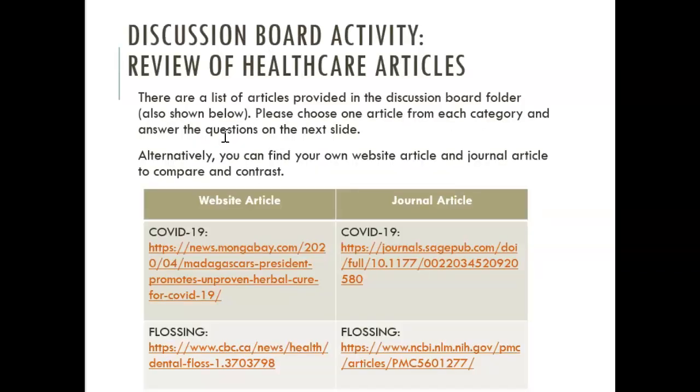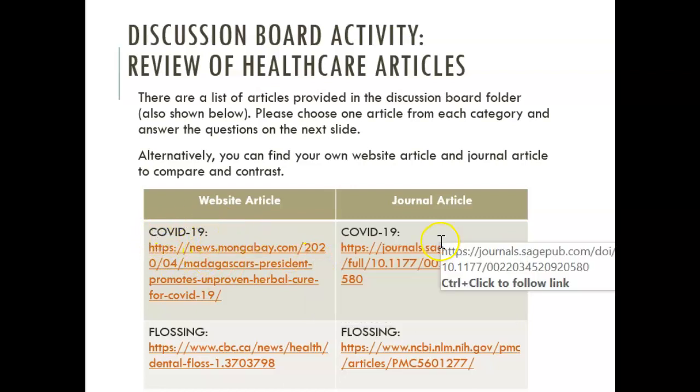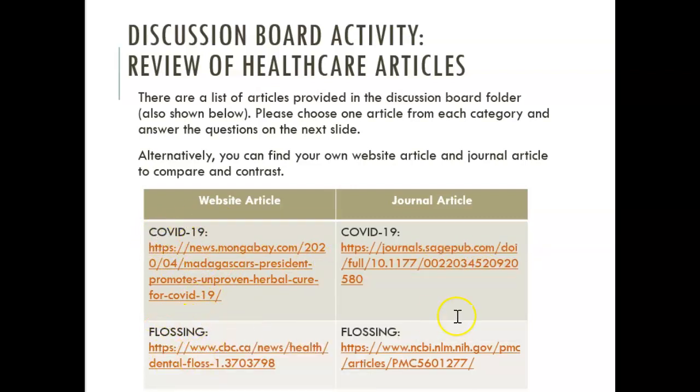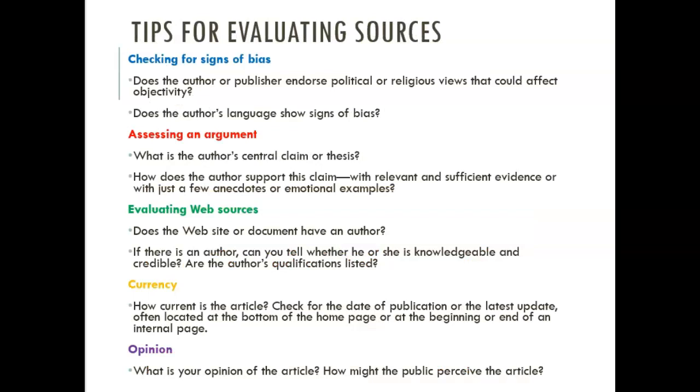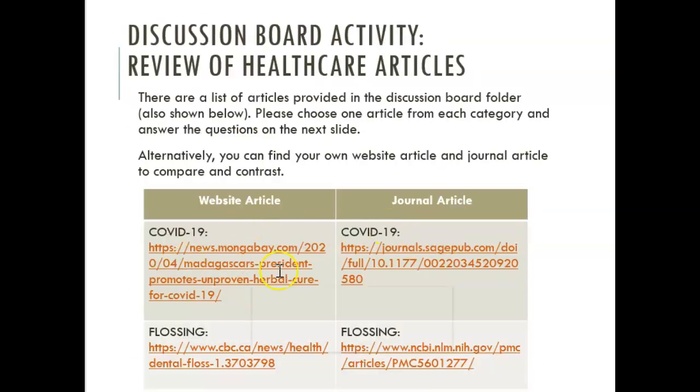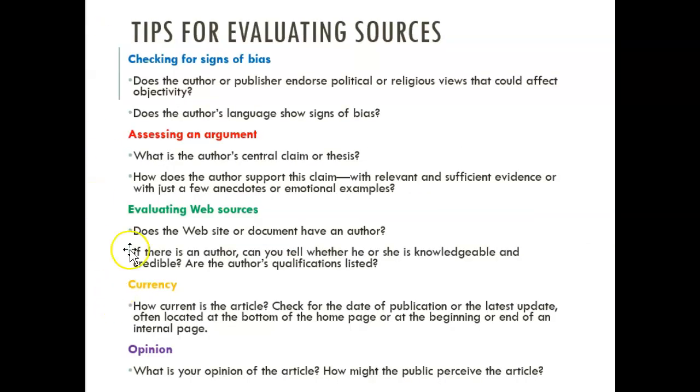So because we're on that topic, I just want to review what you need to do for this week. There is a discussion board activity where you have a choice of choosing 2 articles. You could choose an article on COVID-19, or you could choose to compare an article on flossing, or you could choose to compare any article of your own. What you're asked to do is to read the article and then answer these questions. If you choose to do this one, you would read both the website article and the journal article, and you would answer these questions.